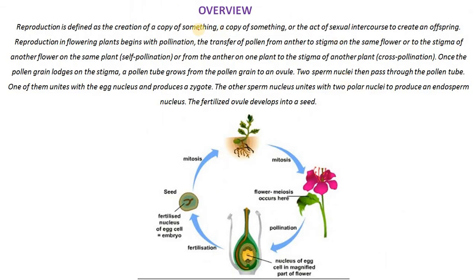So let's start. Beginning with the overview, we know that reproduction is defined as the creation of a copy of something, or the act of sexual intercourse to create an offspring. The reproduction in flowering plants begins with pollination, the transfer of the pollen from the anther to the stigma of the same flower or to the stigma of another flower on the same plant, which is known as self-pollination, or from the anther of one plant to the stigma of another plant, which is known as cross pollination.